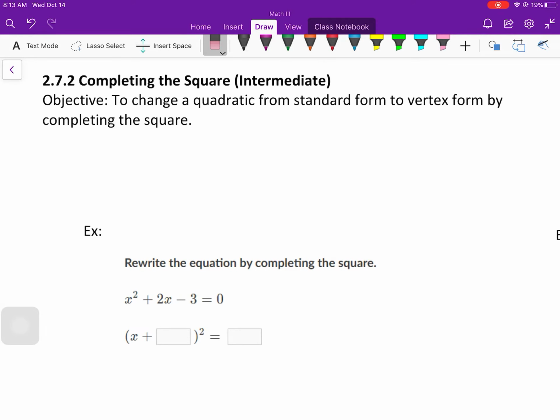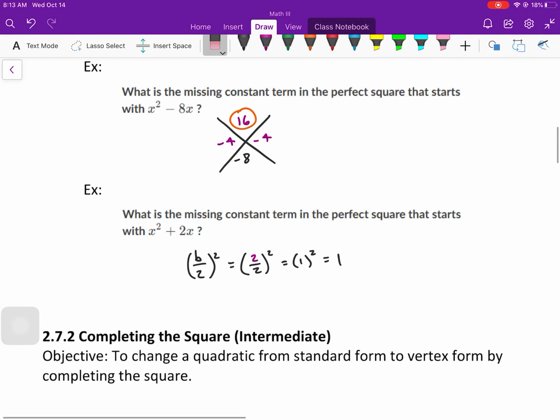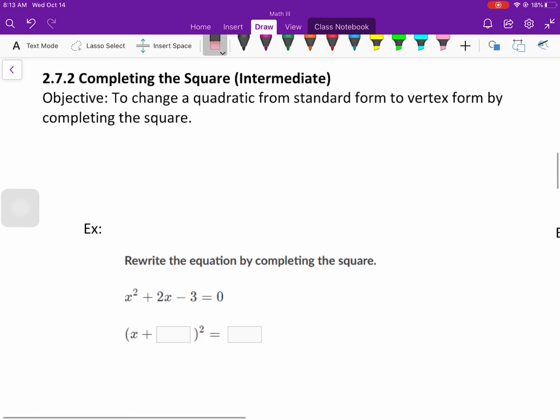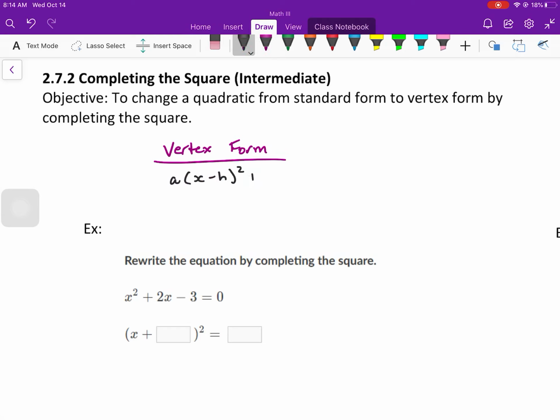In our last section, we learned how to find the missing value c that creates a perfect square. We could use the formula or this method either way. But what's the whole point? The whole point was we want to write something in vertex form. Completing the square is all to get vertex form, which is a times x minus h squared plus k. That's what vertex form is.